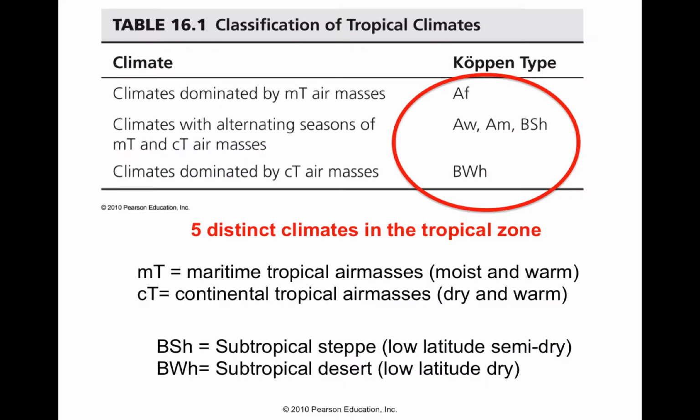So looking at the dominant air masses, the tropical wet zones are dominated by a maritime tropical air mass most of the year. The tropical wet and dry, the tropical monsoonal, and the subtropical steppe zone, which is a low latitude semi-dry area, have alternating seasons of maritime tropical and continental tropical air masses. And then BWH here is the subtropical desert, the low latitude dry zone, and that's dominated by continental tropical air year-round. And really what's happening there is the descending branch of the Hadley cell is really drying out the air as it subsides to that zone.